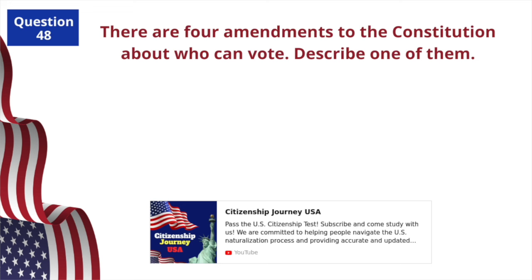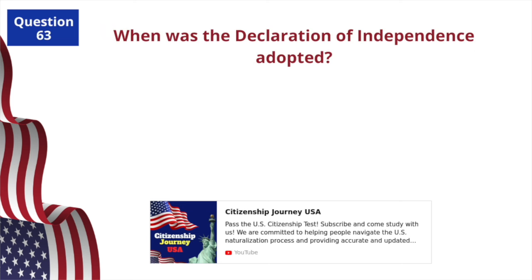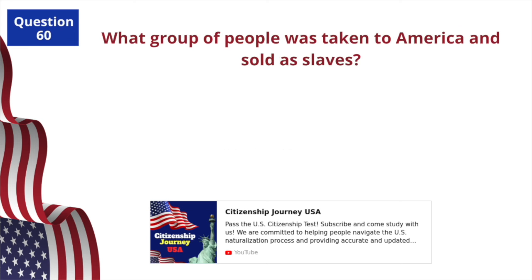There are four amendments to the Constitution about who can vote. Describe one of them. Citizens 18 and older can vote. When was the Declaration of Independence adopted? 4 July, 1776. What group of people was taken to America and sold as slaves? Africans.